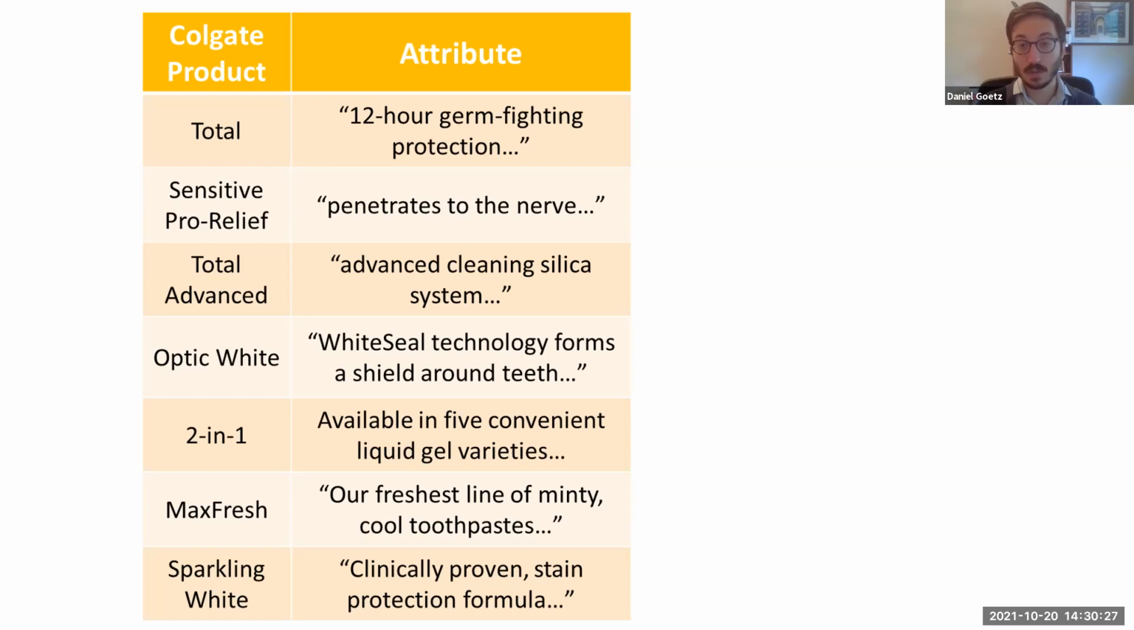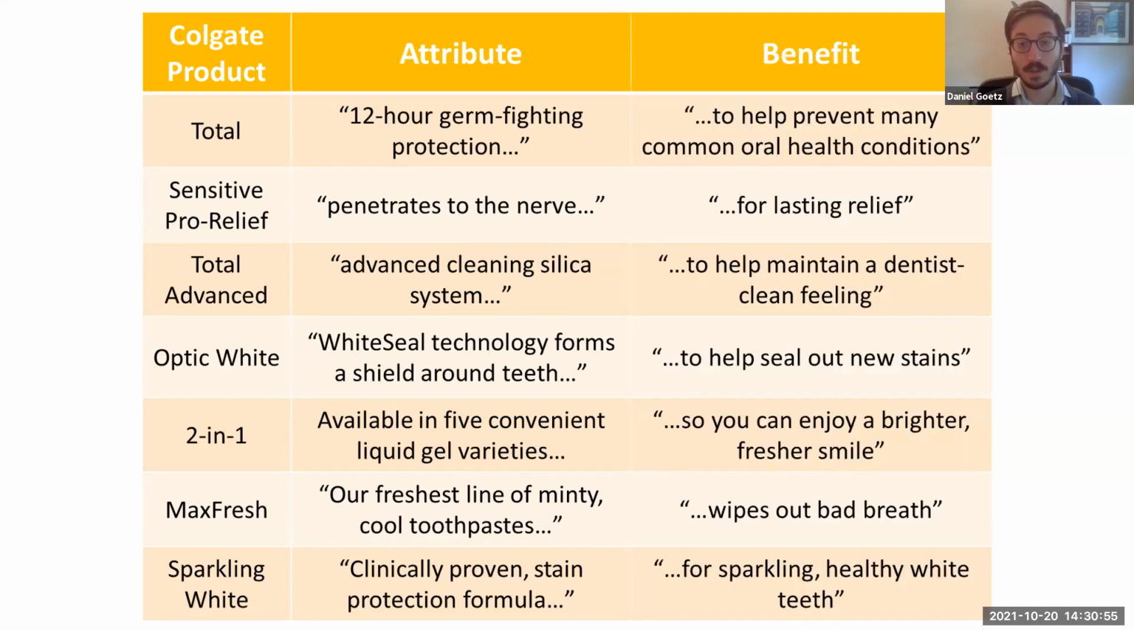So Colgate Total, the attribute is 12-hour germ-fighting protection. For Sensitive Pro Relief, it penetrates to the nerve. Total Advanced, it's an advanced cleaning silica system. So these are the specific attributes, but apart from some of them, which is kind of describing 12-hour germ-fighting protection, really what you care about are the benefits, right?